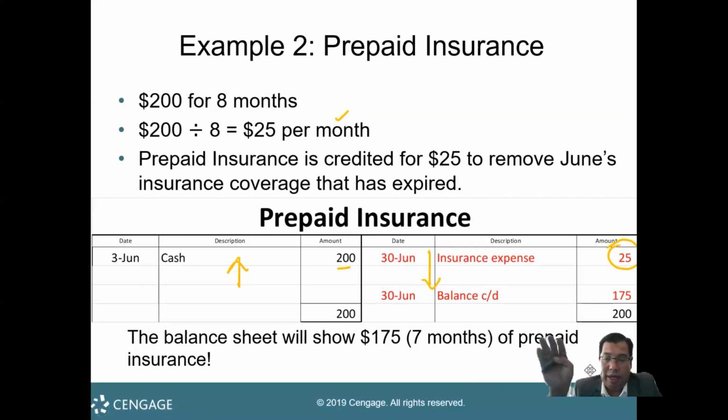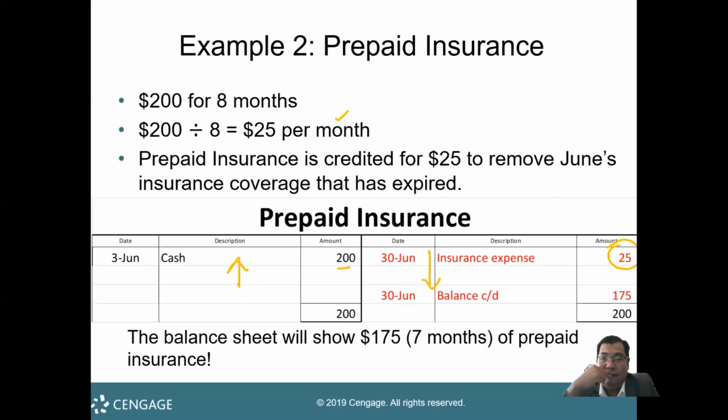Let me repeat again. We paid $200 for 8 months of prepaid insurance. After 1 month, we already used 1 month of the insurance. That is our expense. So the balance of our prepaid insurance should not be 200. If you want to record it in your balance sheet, you should not record it as 200 because 25 is already used for the month of June. So the balance now should be 200 minus 25. Minus 25 is a credit of $25 to your prepaid insurance account.